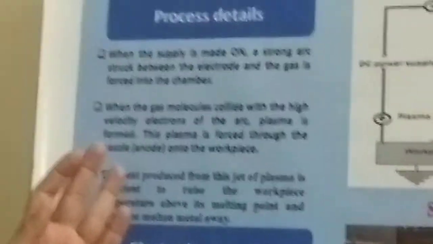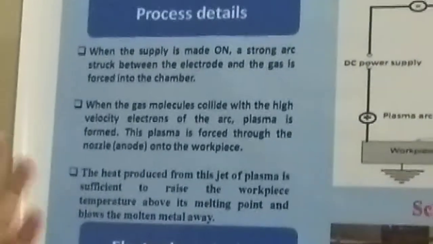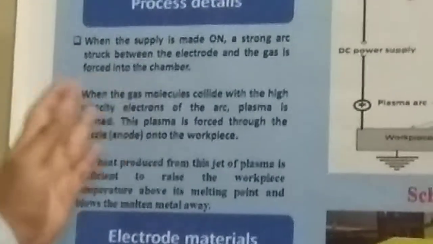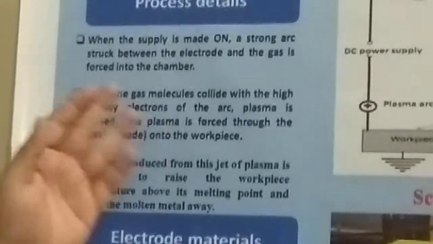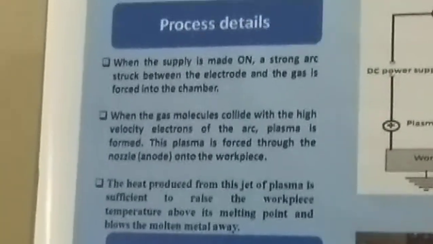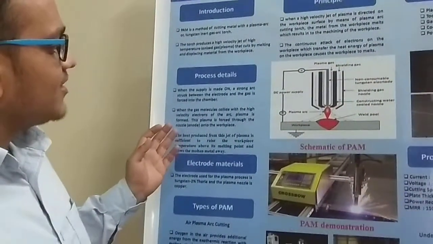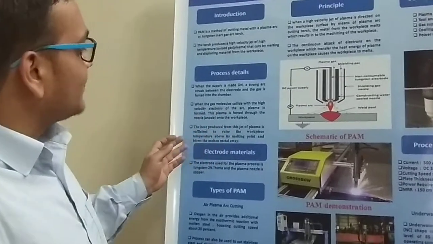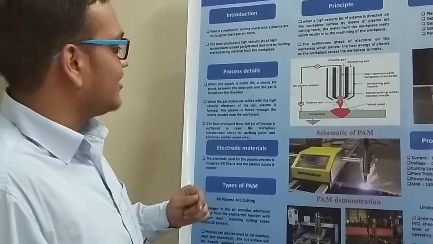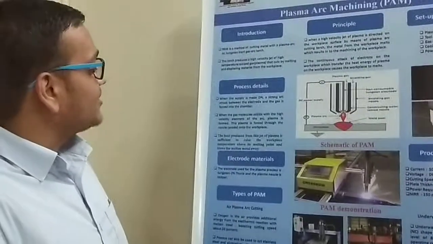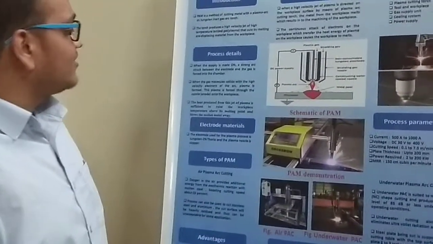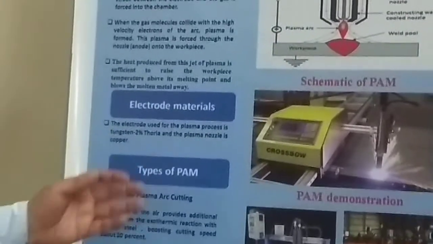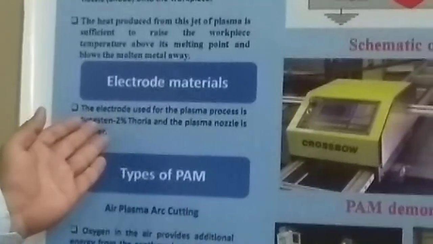Next point is the process details. When the supply is switched on, a strong arc is struck between the electrode and the gas is forced into the chamber. When the gas molecules collide with the high velocity electrons of the arc, the plasma is formed. This plasma is forced through the nozzle, which is the anode, onto the workpiece. The heat produced from this jet of plasma is sufficient to raise the workpiece temperature above its melting point and blows molten metal away. Here the electrode material used is tungsten and the plasma nozzle is made of copper.